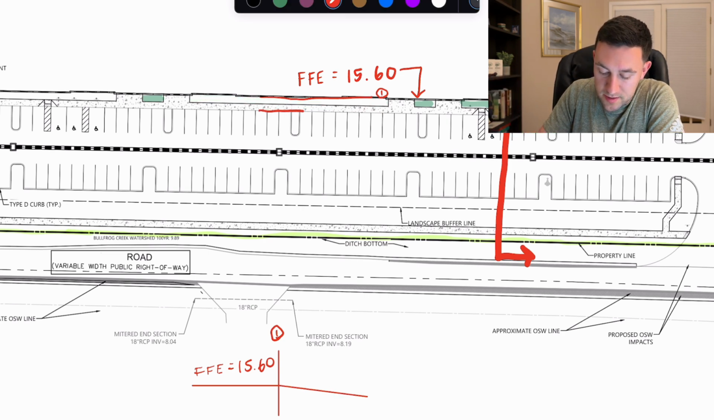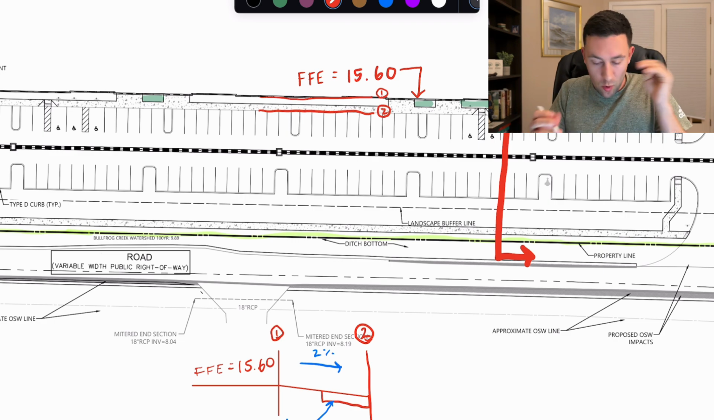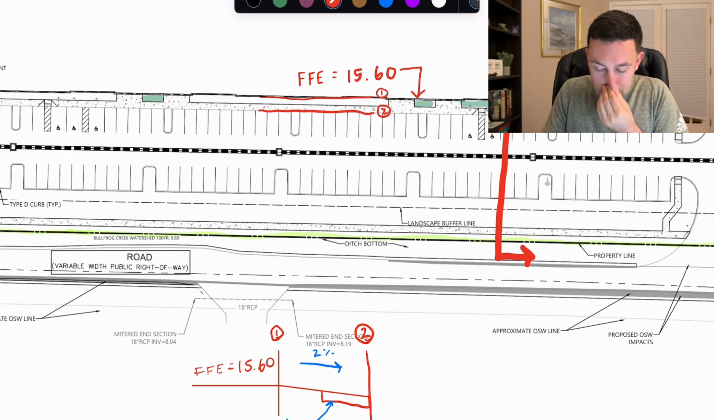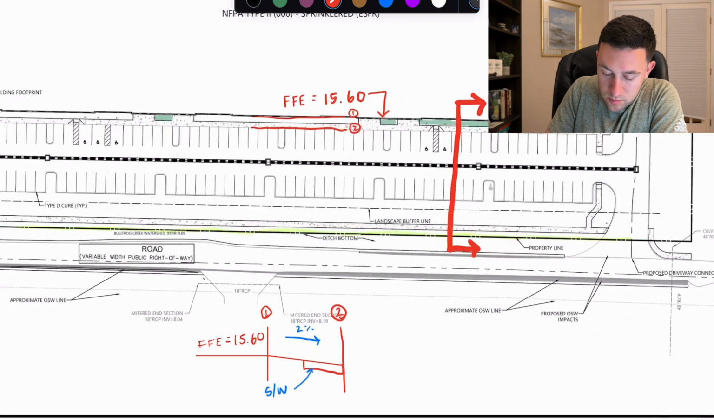So again, we have this sidewalk right here that I'm going to draw in. I'm going to draw a little breakpoint here. That's number 2. And again, this corresponds to this guy right here, number 2. So again, we're sloping away from the building at 2%. So I like to put some notes here.